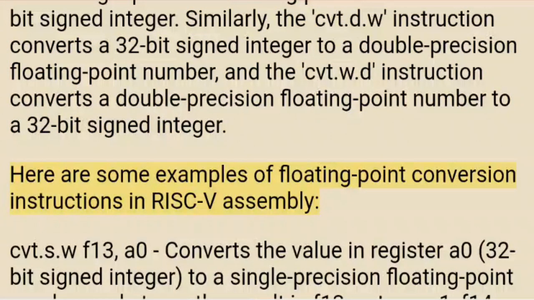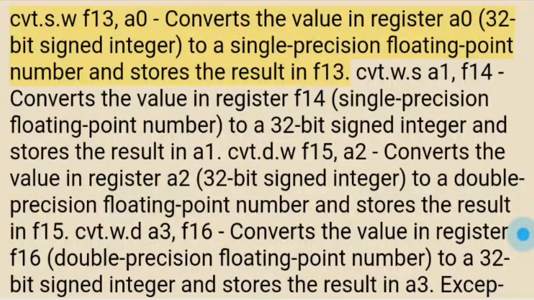Here are some examples of floating point conversion instructions in RISC-V assembly. CVT.S.W F13, A0 converts the value in register A0, a 32-bit signed integer, to a single precision floating point number and stores the result in F13. CVT.W.S A1, F14 converts the value in register F14, a single precision floating point number, to a 32-bit signed integer and stores the result in A1.